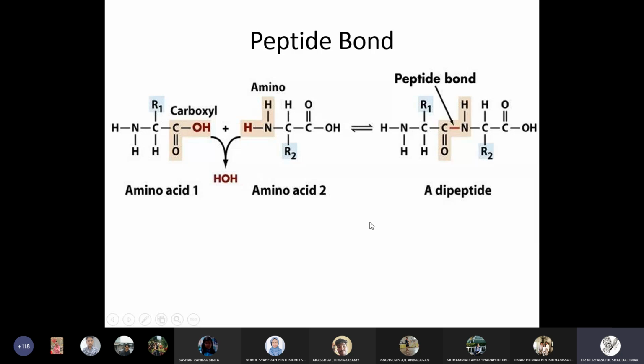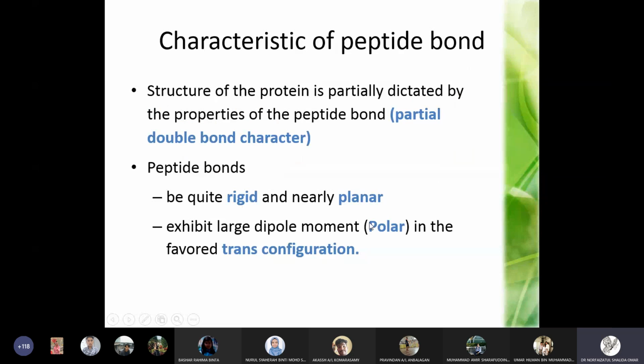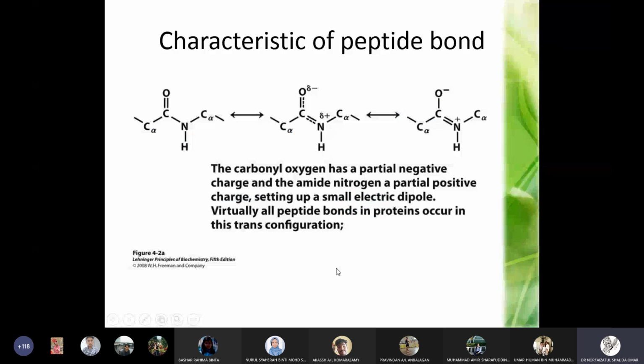So what is the characteristic of this peptide bond? Different from carbohydrate and lipid, this peptide bond is the one that gives the charges to the protein. So how is that? Peptide bonds are quite rigid and planar. They exhibit a large dipole moment, polar, in the favored trans configuration. So this is what happens when there's a formation binding at the carboxyl and the amino group, which exhibit the negative and the positive charge.